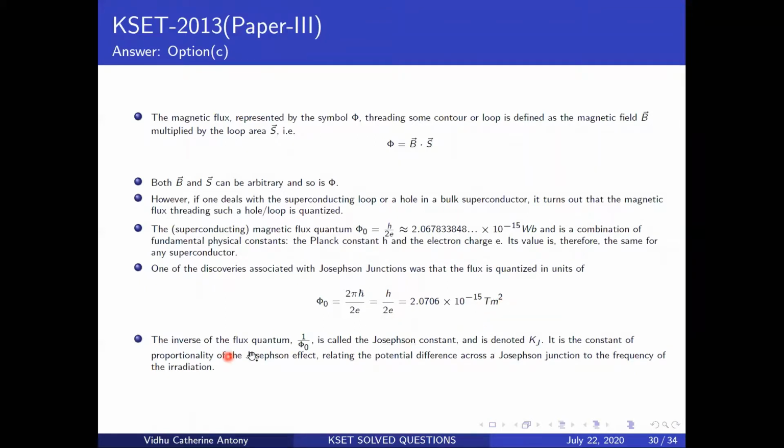And here I've written Tesla meter squared. The inverse of this superconducting magnetic flux quantum is called the Josephson constant, and it's called Kj. So let's look at all the different constants that you can find out with this superconducting magnetic flux quantum.